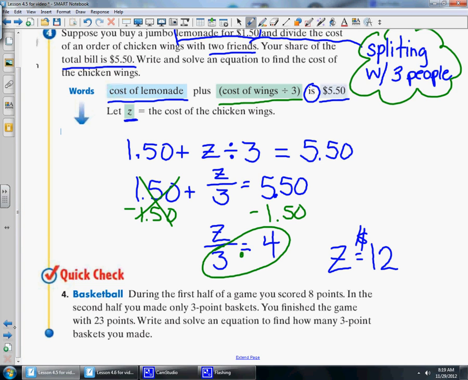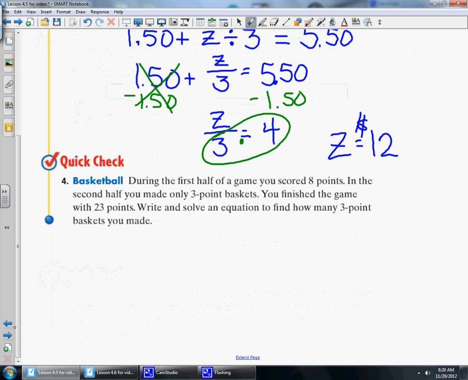Okay, let's look at this last problem. Why don't you pause the video and try this one on your own, and then we'll come back and do this together. During the first half of the game, you scored 8 points. In the second half, you made only 3-point baskets. You finished the game with 23 points. Okay, so your first half plus the second half is going to equal the total points that you've scored.